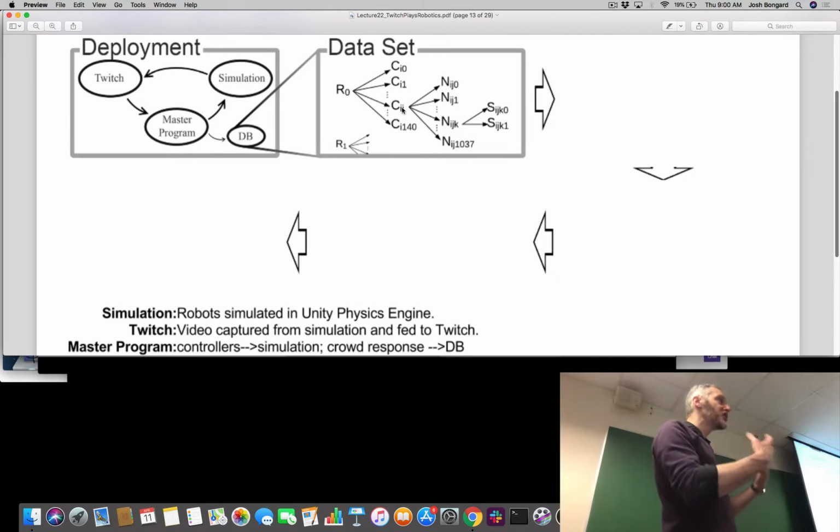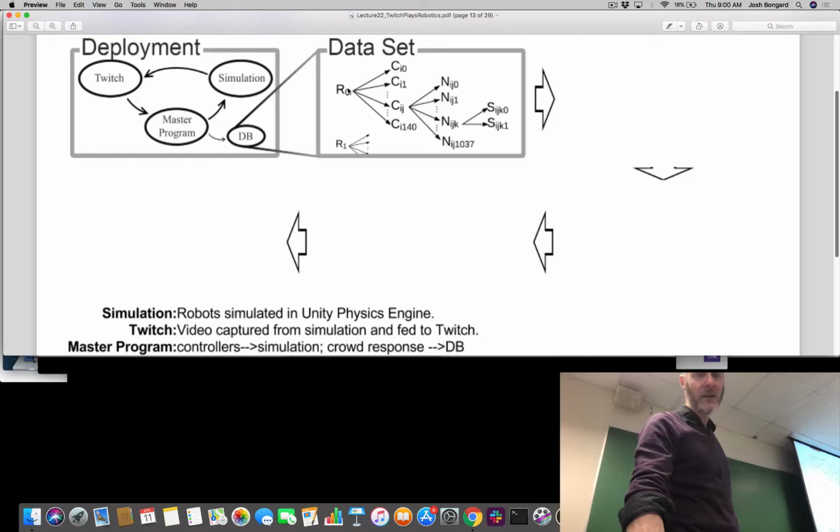Several commands were issued many times. So for some commands, when issued to the robot, more than one random controller was executed on the robot during that command. N stands for controller. So now Nijk represents the kth controller executed on the ith robot when it heard the jth command. So far, so good? Okay.